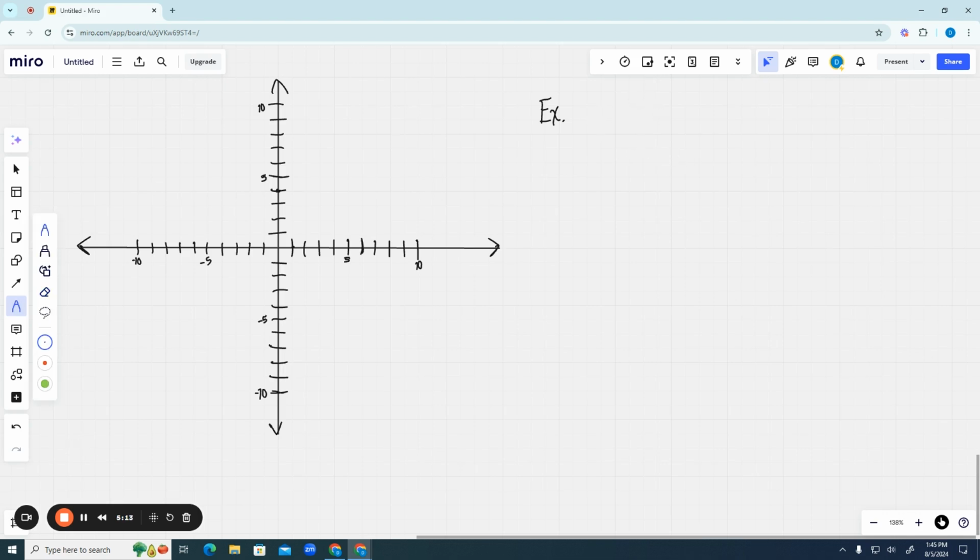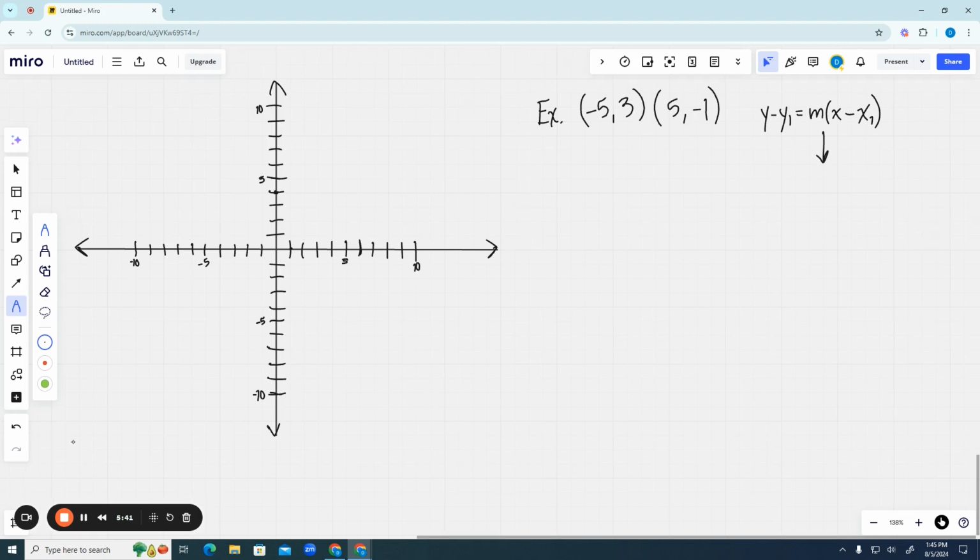And now we have a different type of problem. Sometimes they'll give you 2 points and they'll want you to make a line from that. So I'll have this example here. And I want to talk about another formula that we'll need. This one is called the point slope formula, which we're going to use, and we're going to put this into the slope intercept formula. We're trying to make it look like this.